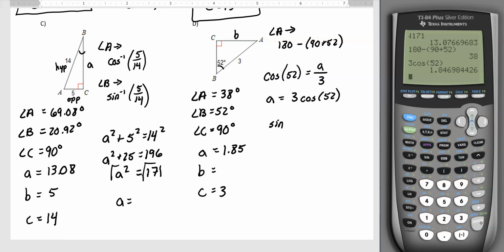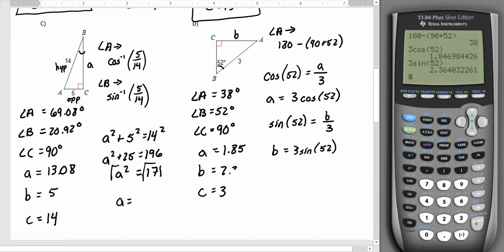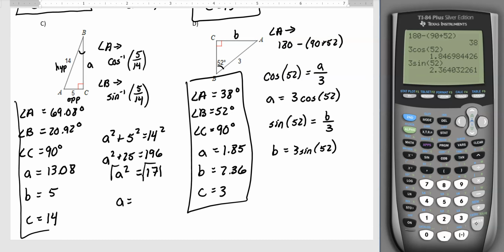Side B now, if I want to use that same angle B, so now I would do sine, because that would be my opposite side. So sine of 52 equals B over 3. That means that B would equal 3 times the sine of 52. And 3 times the sine of 52 equals 2.36. Awesome. And there are our angle measurements for these two triangles that we just solved.